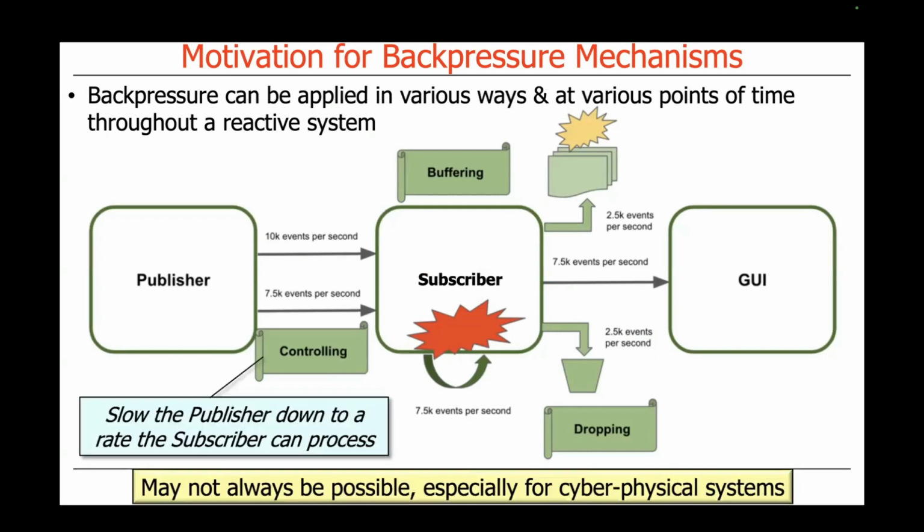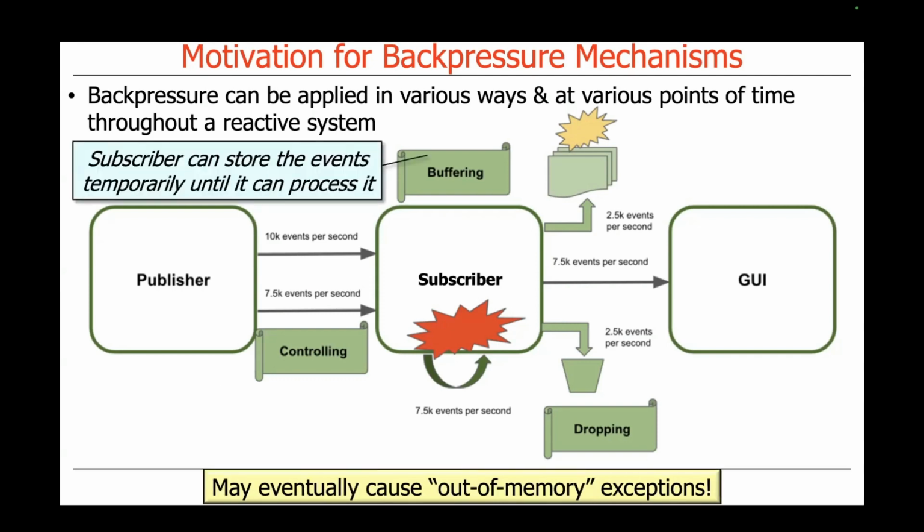So as you can see here, we've got one way of doing it by controlling the rate or the amount of data the publisher sends in the first place. If we can limit the publisher to sending only 7,500 events per second, which is the rate the subscriber needs, then the subscriber ought to be able to keep up. Now, this is good in theory, but it's not always practical, especially in cyber-physical systems where sensors emit data, and you may or may not be able to slow down the rate at which they emit data.